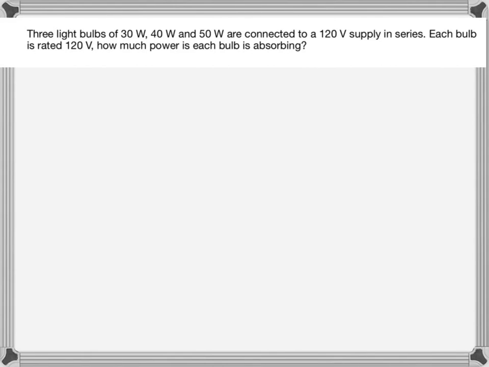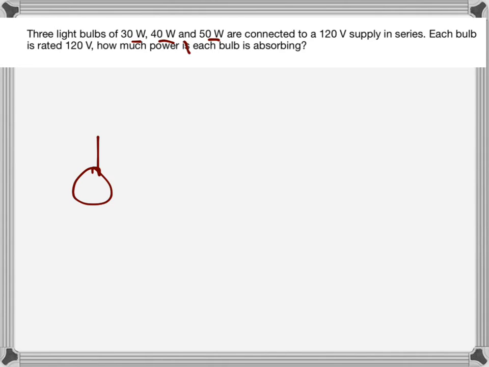So it says that three light bulbs of 30 watt, 40 watt and 50 watts are connected to a 120 volt power supply in series. Each bulb is rated 120 volt. How much power is each bulb absorbing? We need to find that out.